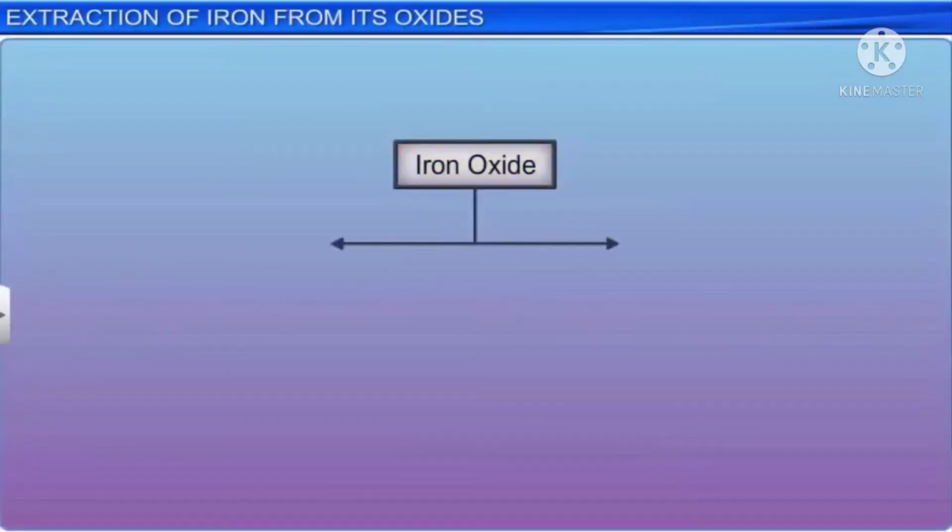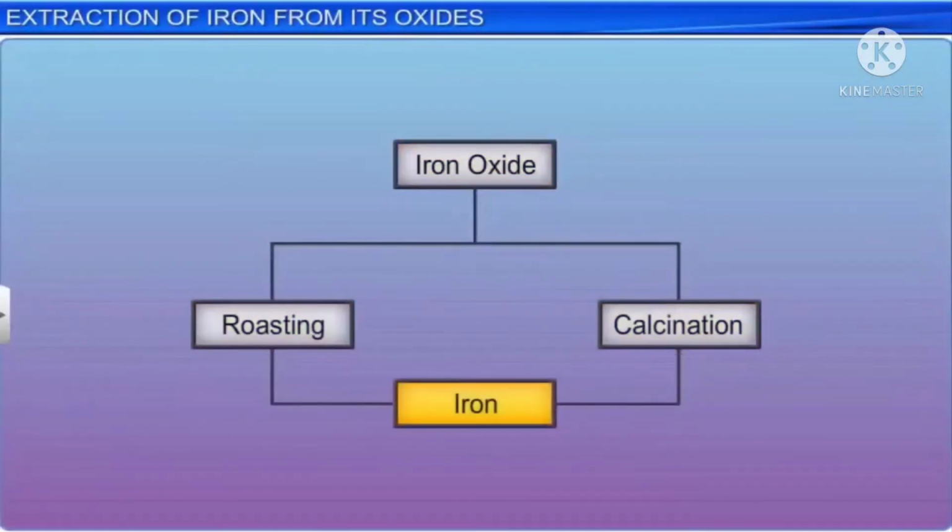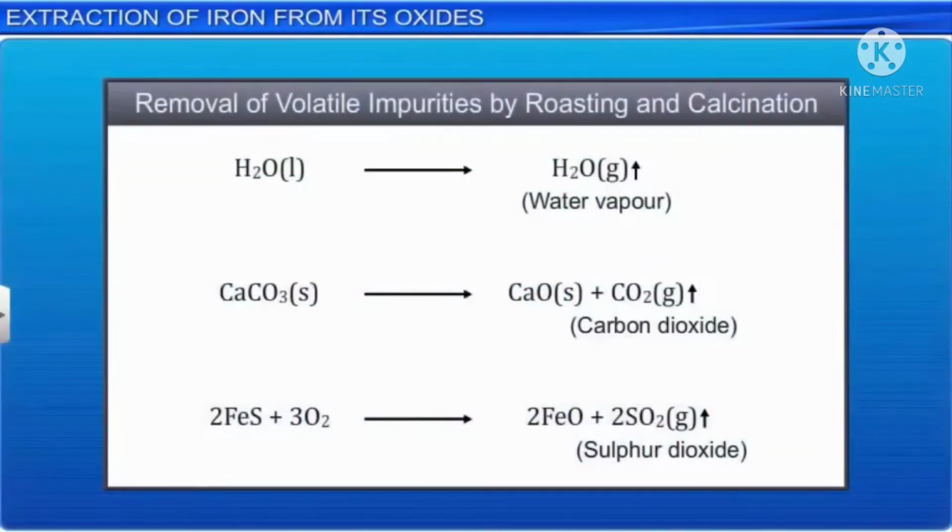Iron oxide, the ore from which iron is to be extracted, is concentrated by roasting or calcination so that water gets eliminated as vapor. Carbonates get decomposed to release carbon dioxide, and sulfide gets oxidized to sulfur dioxide.